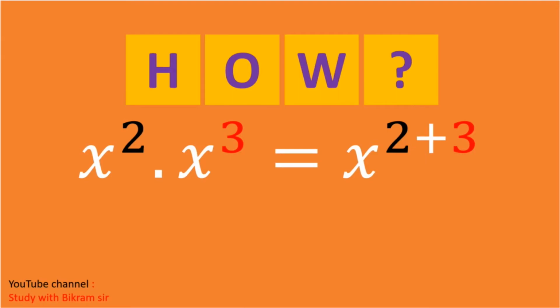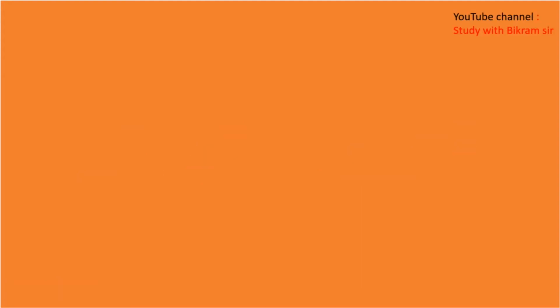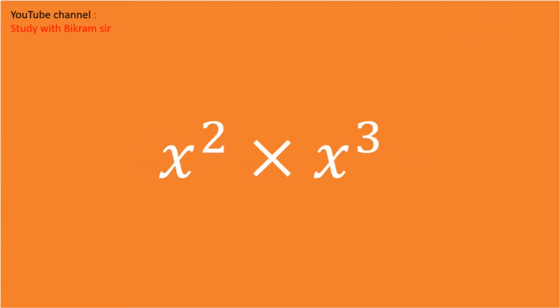Now let's do some experiment on this equation. First of all, what do you mean by x to the power 2? This means x times x. Similarly, what do you mean by x to the power 3? This means x times x times x. What will happen if we multiply these two terms? We can also write the same expression like this.